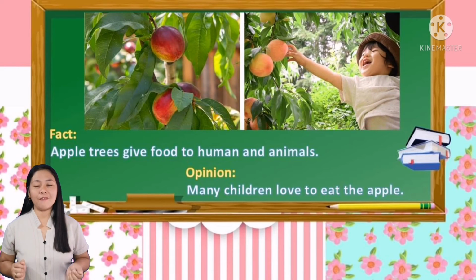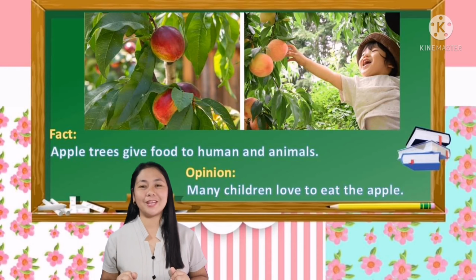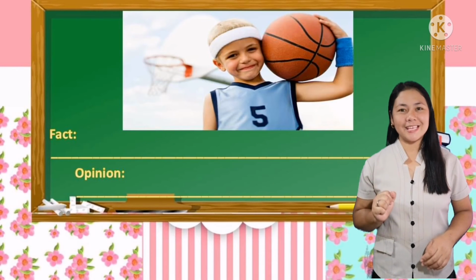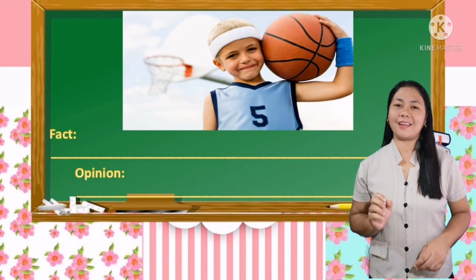Apple trees give food to humans and animals. This is an example of a fact. Many children love to eat the apples. It is an opinion. Here is another picture. Make a sentence out of it stating a fact and an opinion.